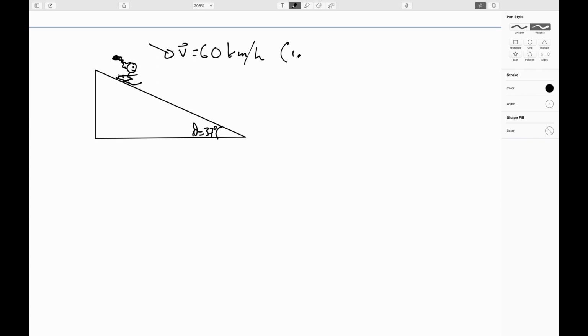And you're going down there uniformly at 60 kilometers per hour. Now, I'm sure your mass isn't 100 kilograms, but let's just say our skier has a mass of 100 kilograms, just to have a nice round number to work with.